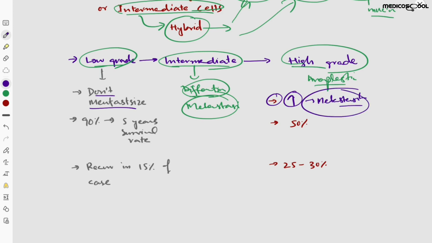Another important point regarding the low grade tumor is that it has a 90% 5-year survival rate, and the high grade tumor has a 50% 5-year survival rate. The low grade tumor recurs in about 15% of the cases, while the high grade mucoepidermoid carcinoma recurs in about 25 to 30% of the cases.